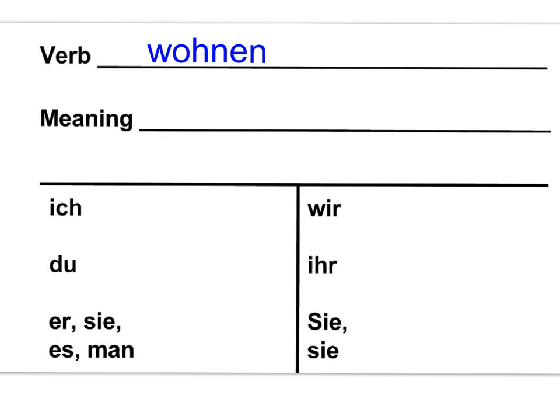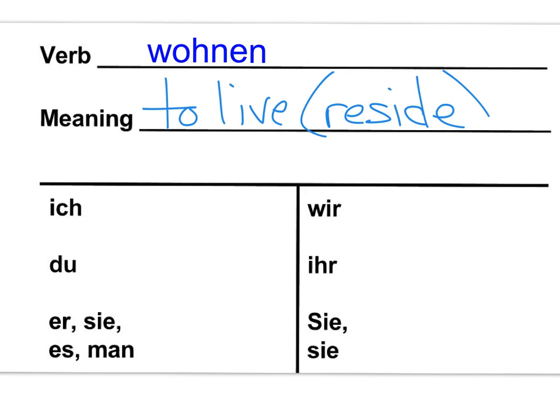This one you've seen before too. Remember what this one is? It's not separable. No, it's going for the meaning, which also means to live, but this one is only when you're talking about where you live, so where you reside. Okay? So you can't just say ich wohne, I live. That doesn't work.